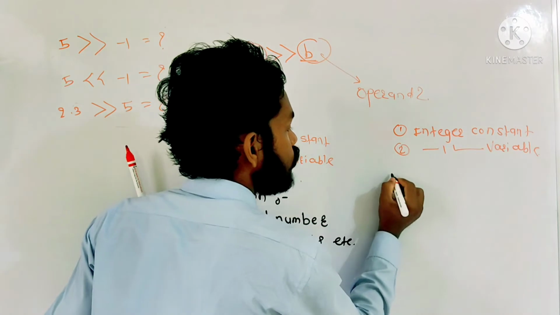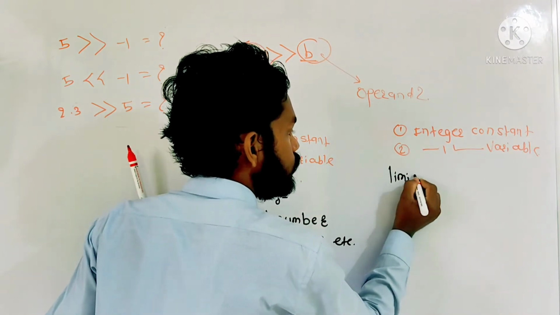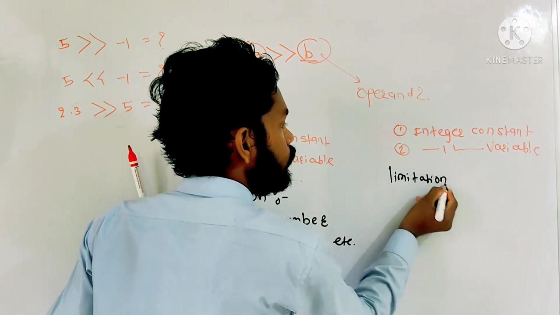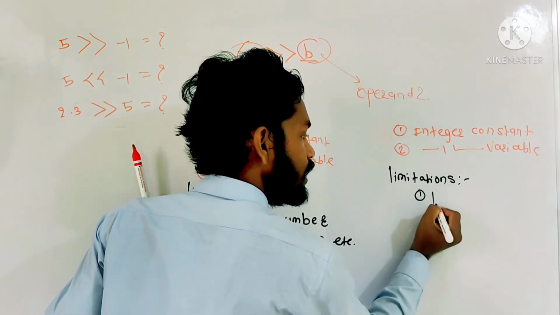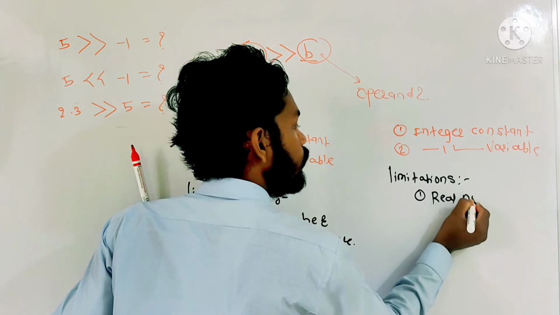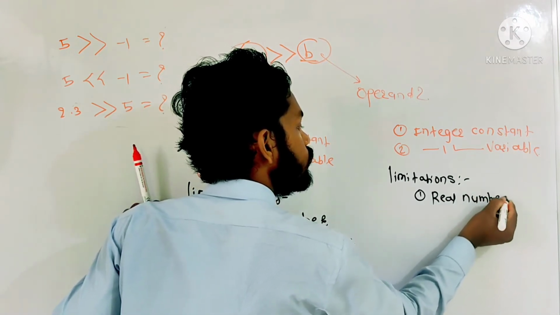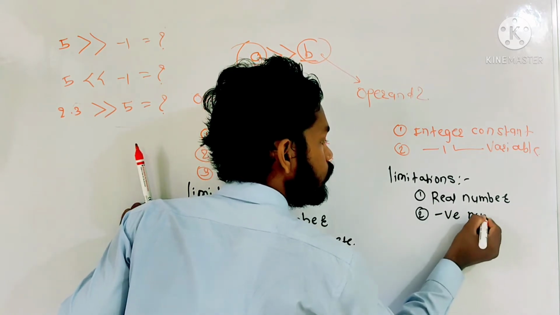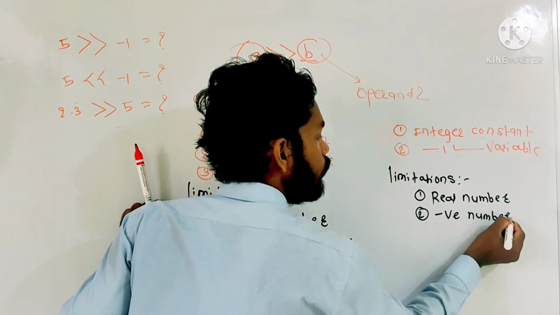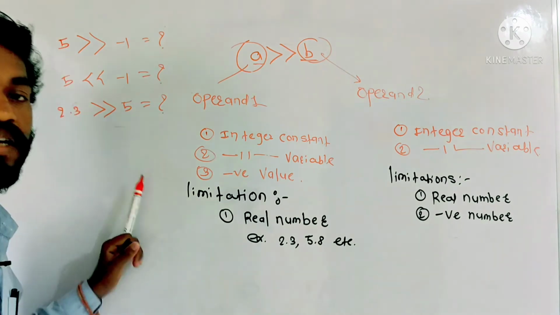Then what about the limitations of operand 2? Operand 2 should not be a real number. Operand 2 should not be a negative number.